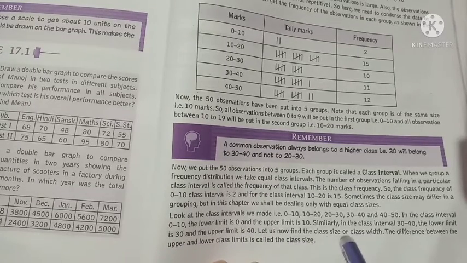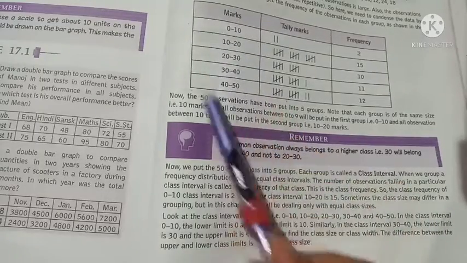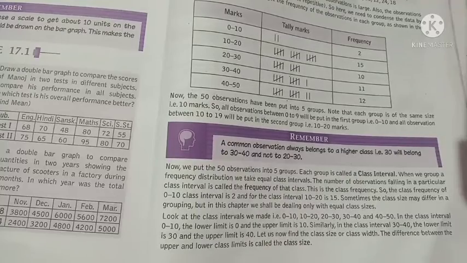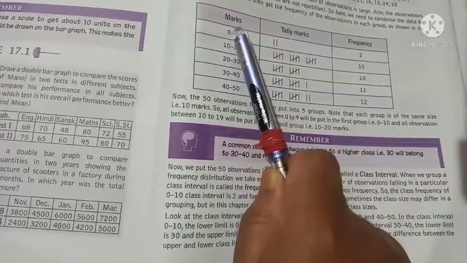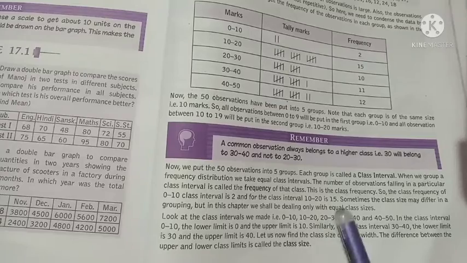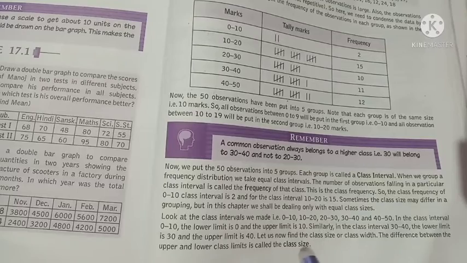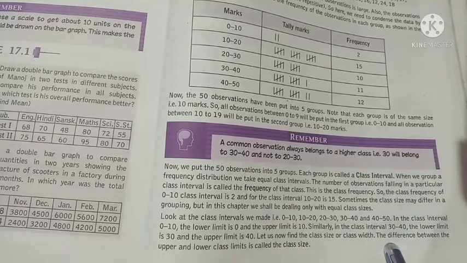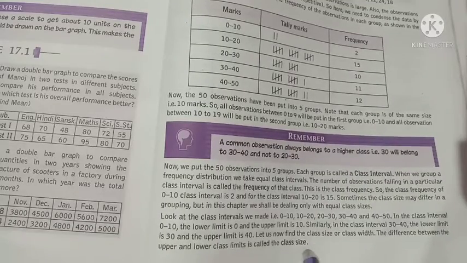Let us now find the class size. The difference between the upper limit and the lower limit is called the class size. How will you find the class size? After you prepare the class intervals, we see how many numbers fall in each group. To find the size of the class interval, we take the difference between the upper and the lower class limit. That is what we call the class size.